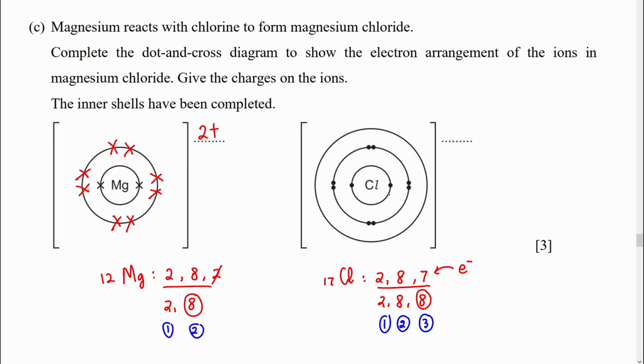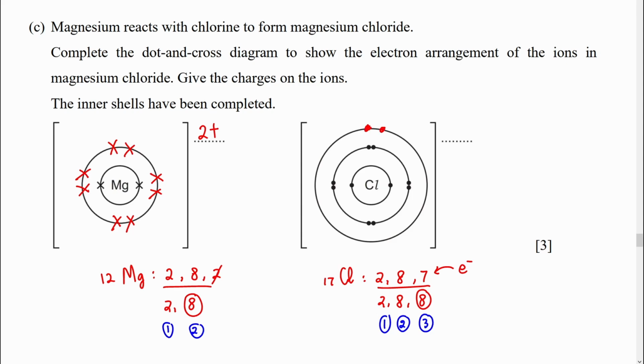Okay, now let's see for chlorine. So this is the first cell, 2 electrons, right? So this and this. And the second cell is already full, which is 8. And the third cell is also 8. So they are using dot, so that's why we are also using dot.